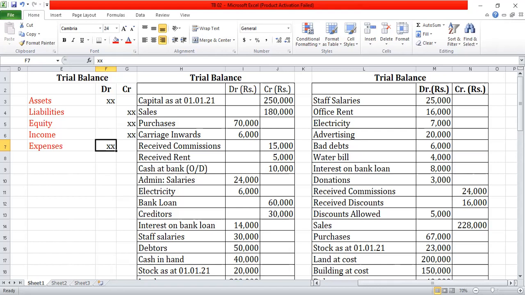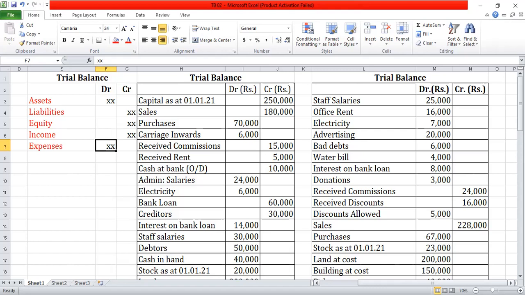And I have repeatedly said that the balances of assets and expenses are what we record in the debit column. The balances of liability, equity, and income are what we record in the credit column. Is that clear to you?